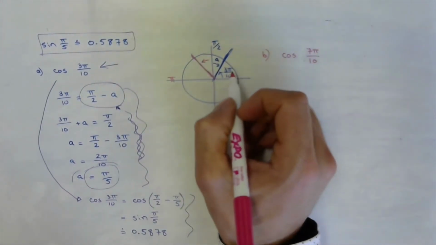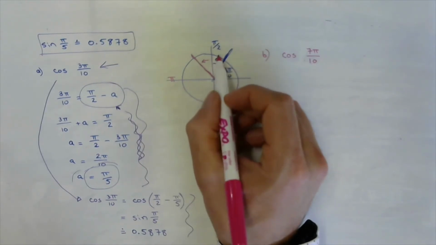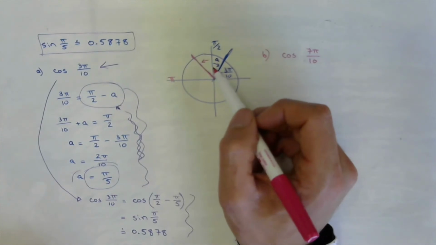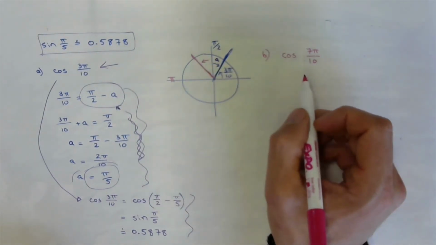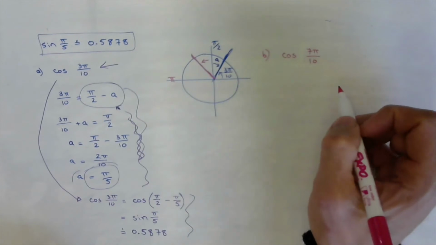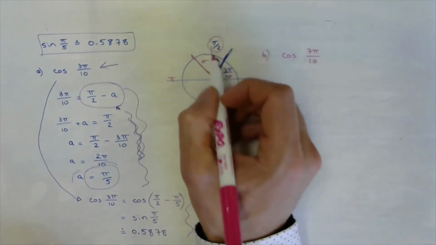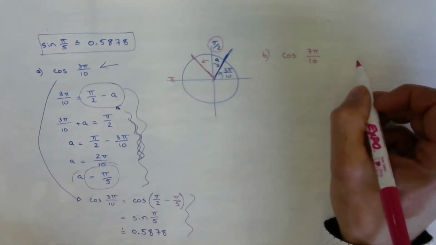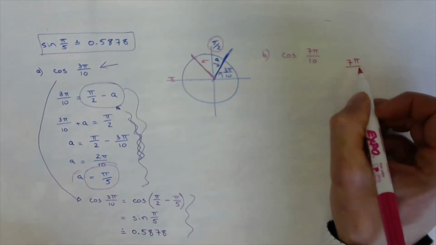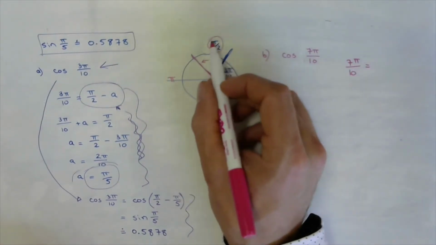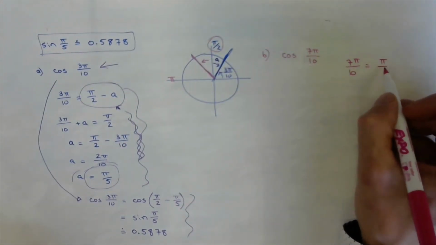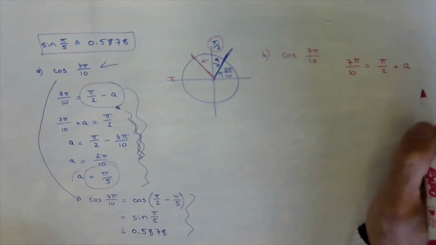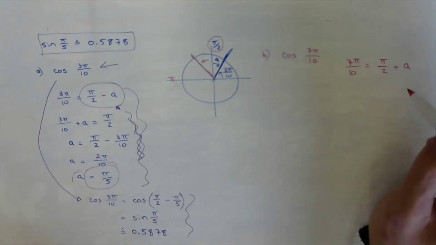2 pi over 10 further, right? If this is 5 pi over 10, and we need 7 pi over 10, so we're in a situation here where you would be adding 2 pi over 10. So let's do that first of all. So we're at pi over 2. You can do your work off to the side and say, okay, 7 pi over 10 is equal to pi over 2 plus some angle A.